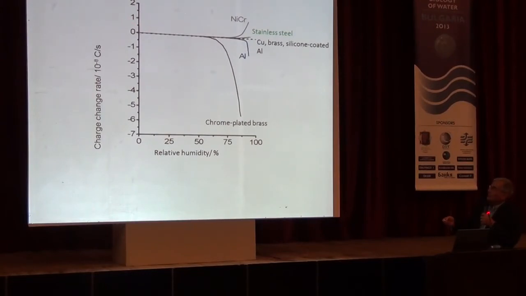As you increase humidity, chrome-plated brass becomes strongly negative, aluminum too. Silicon-coated aluminum does not, remaining close to zero, evidently verifying the hypothesis that this is a surface phenomenon. And that's a nichrome alloy, stainless steel. So we have these different behaviors. What we learned is that different metals can acquire positive or negative charge when you increase the humidity.